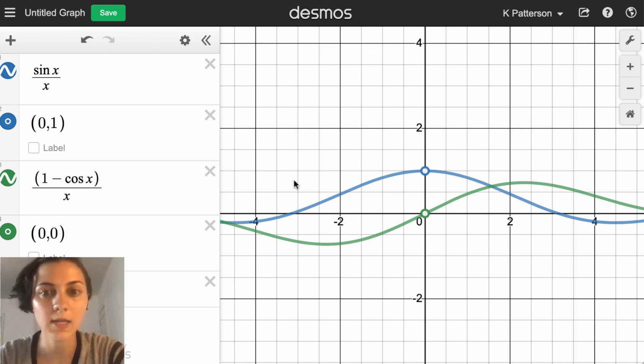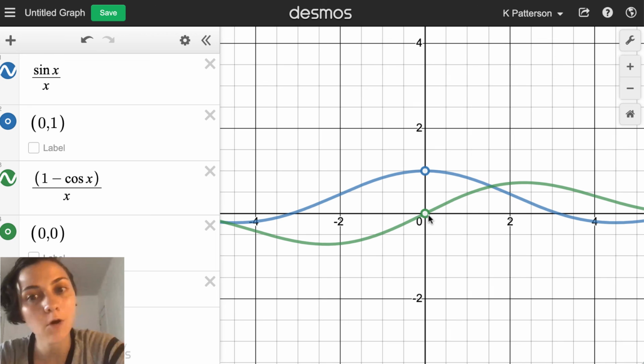So the blue one is the graph of sine of x over x, and the green graph is 1 minus cosine of x over x. And you can see as these limits approach 0, we have a hole. And that's because we have x in the denominator, and as x approaches 0, it's 0. So we have holes here.